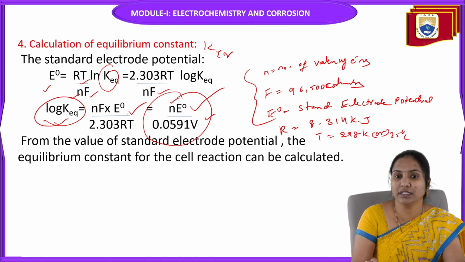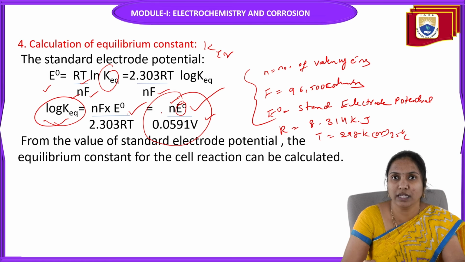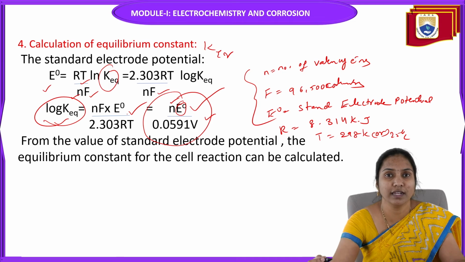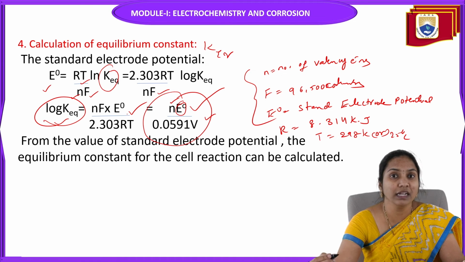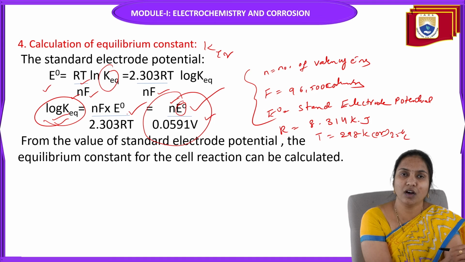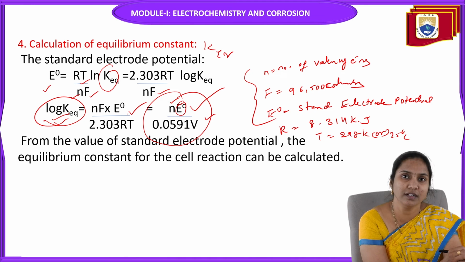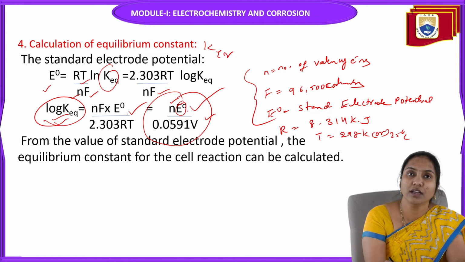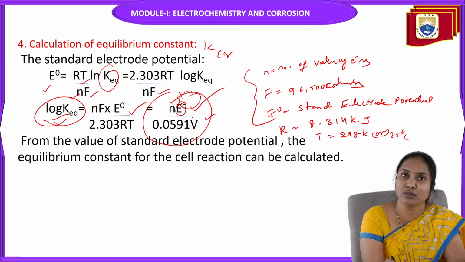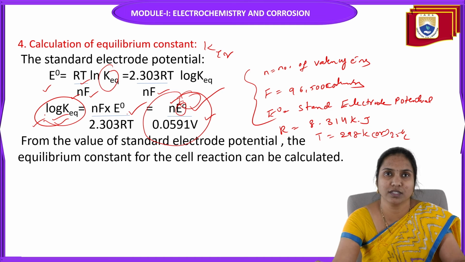How can we determine this electrode potential? How do we know the E naught values? By using this electrochemical series. Why? Because we are arranging all the metals by increasing reduction potentials and decreasing oxidation potentials based on the hydrogen scale in this series. So by using this electrochemical series, we can easily calculate the log K value, the equilibrium constant value.